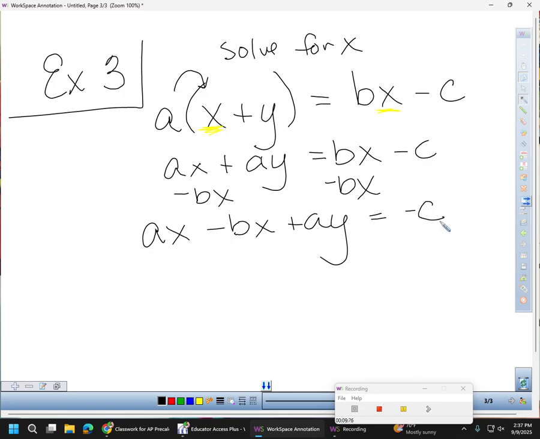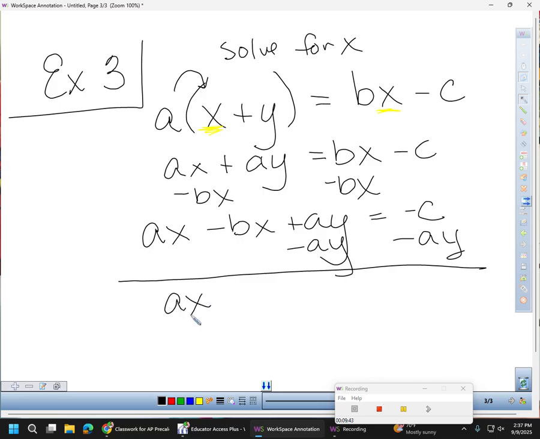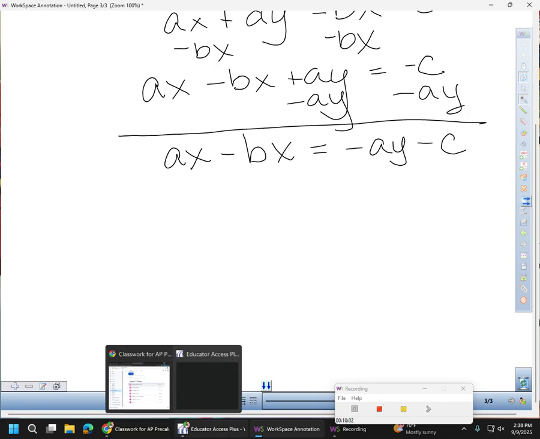Now, anything that doesn't have the desired variable in it, I got to move to the other side. So I'm going to subtract my ay. Whatever I do to this side, I have to do to this side. So we have ax minus bx equals negative ay minus c. Are we good so far? That's correct, Sean.